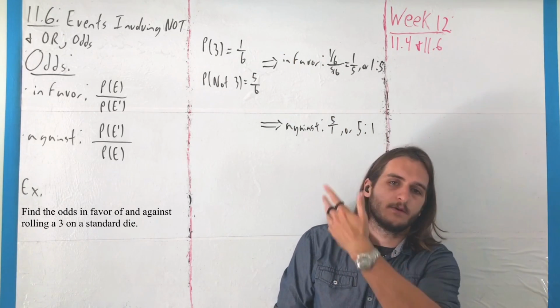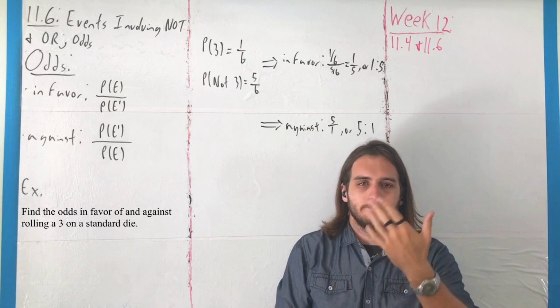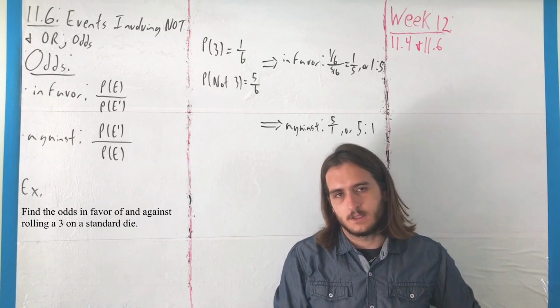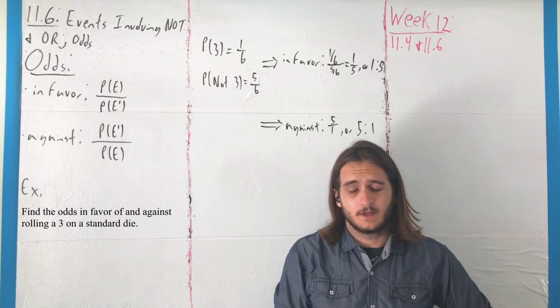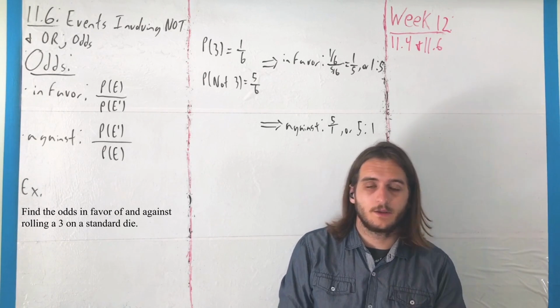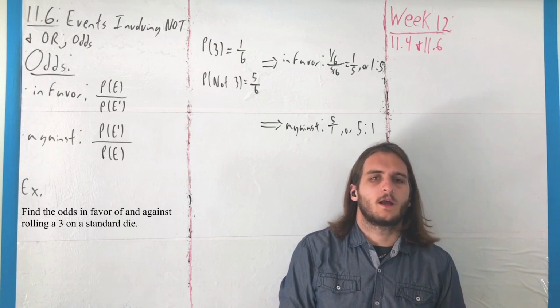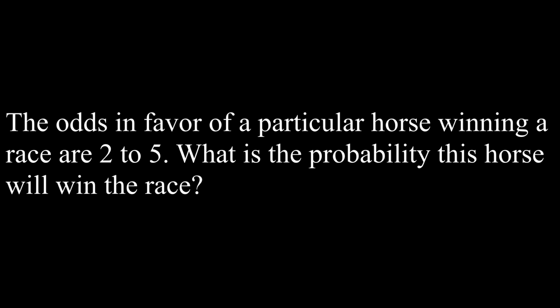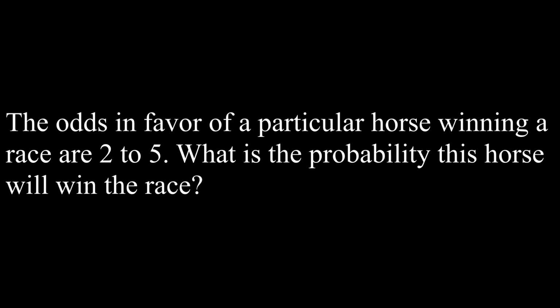It's cleanest when you have something nice like this, but you can deal with things that are maybe a bit more complicated as you deal with other real-world scenarios. So let's try going into the real world for another example and one more quick concept to develop along with it. Suppose the odds in favor of a particular horse winning a race, they're off, are 2 to 5.